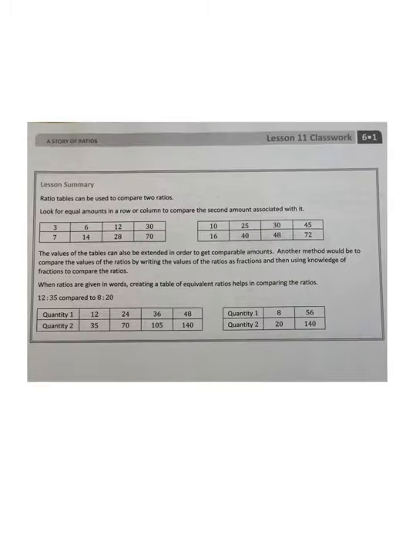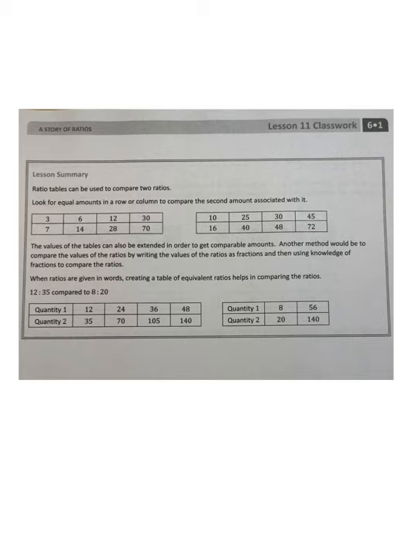Okay, then we go to the lesson summary. Ratio tables can be used to compare two ratios. Got it. Check. Look for equal amounts in a row or column to compare the second amount associated with it. So, and I can also divide by 3, that's going to be trouble. Okay. How about if I divide by 10 to get 1?